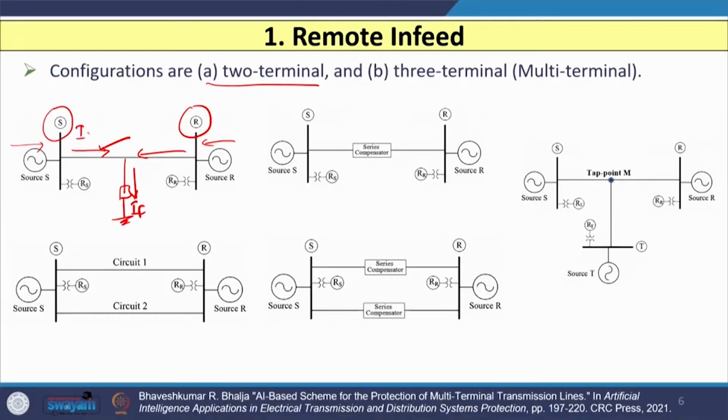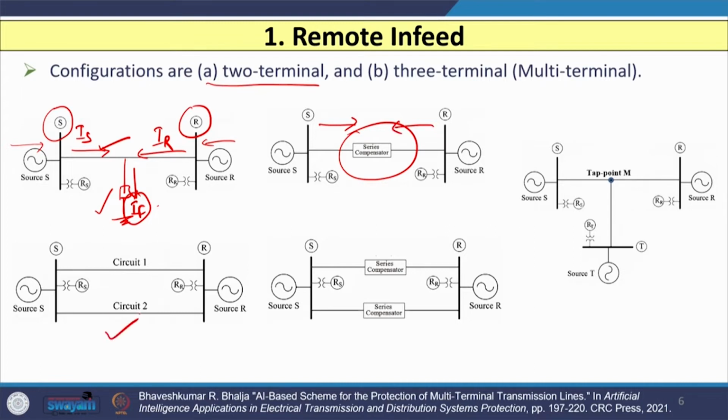So, here you have the fault current, the current IS and the current IR from the remote side; both currents will feed the fault current. This is an uncompensated transmission line. We also have a two terminal transmission line configuration when we have a series compensated line, and in that case also two currents are available. Another example of configuration is the double circuit line.